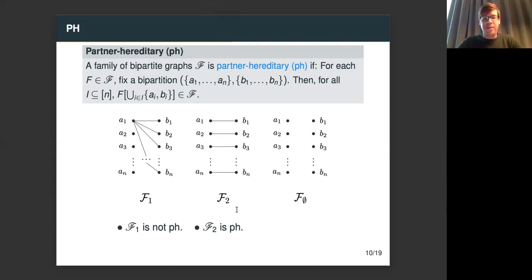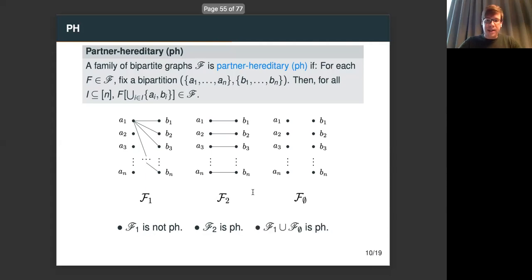On the other hand, we can observe that F2 does have this property. This is the class of all matchings. And if we take any subset of the numbers from 1 to n here, then again we will get a matching induced by these, just of a smaller size. So this class is actually partner hereditary.